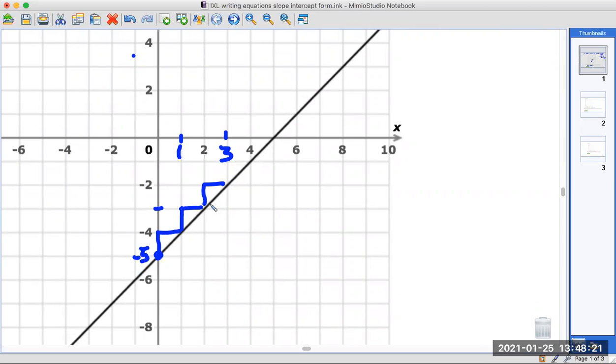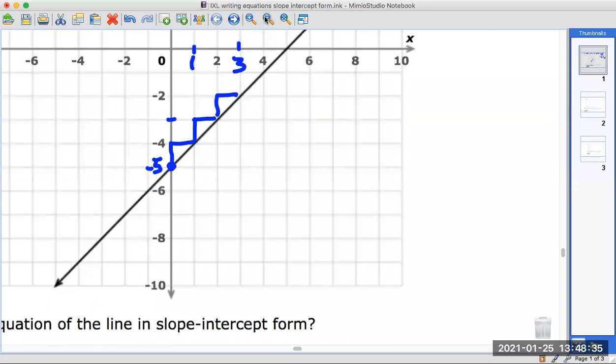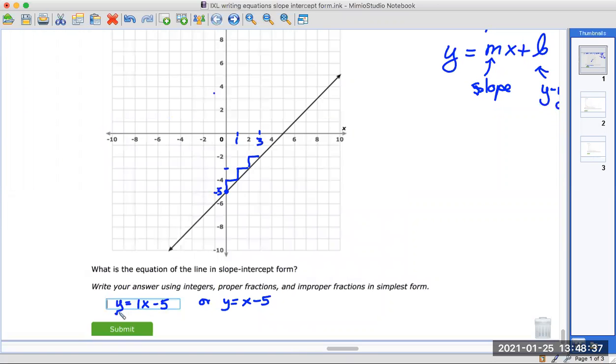And then the slope is rise over run. This is a positive slope, and you will rise one and run one to get to the next significant point. Rise one, run one, so that's your slope, 1 over 1, which is 1. So then you plug those numbers in, y equals 1x minus 5, or you can just type y equals x minus 5. That would be the equation of that line.